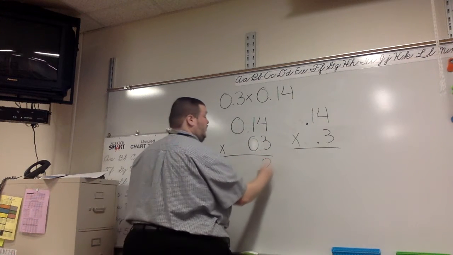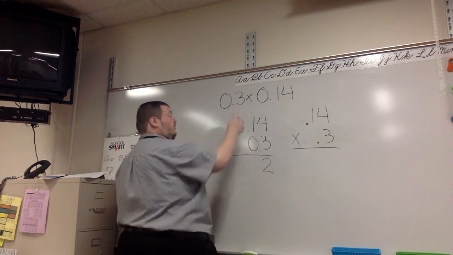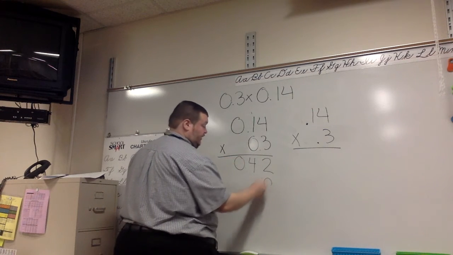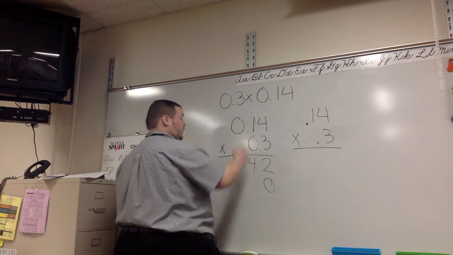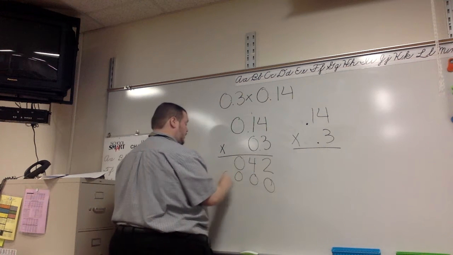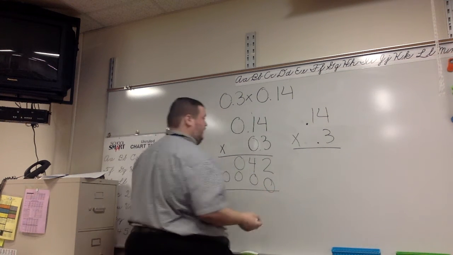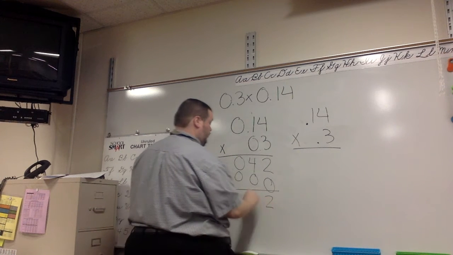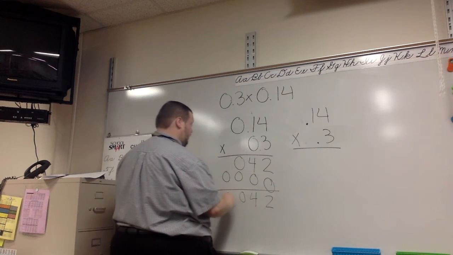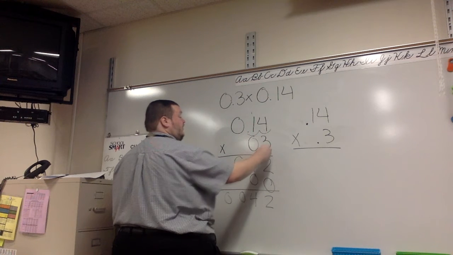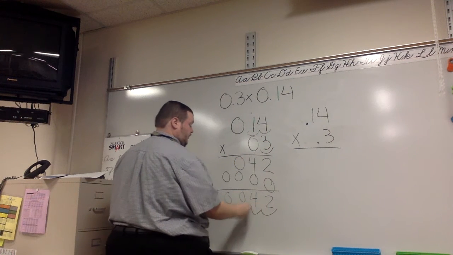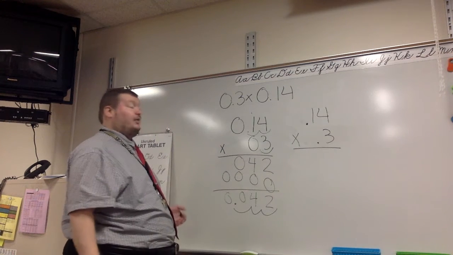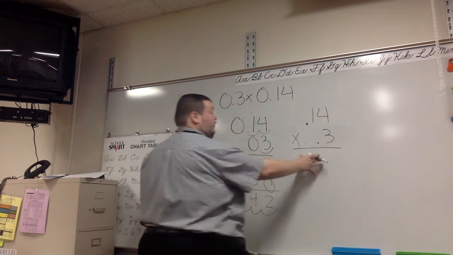3 times 4 is 12, carry the 1. 3 times 1 is 3, plus 1 is 4. And 3 times 0 is 0. Add in your 0. 0, 0, 0. Again, this method is helpful if you don't want to worry about writing in your zeros over here. They're already written for you here. 2, 4, 0, 0, we move our decimal once, twice, 3 times, 1, 2, 3, and our answer is 42 hundredths, or thousandths.